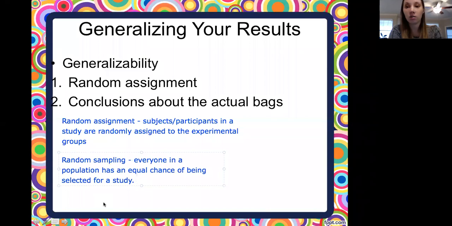When we use random sampling on top of random assignment, you're pretty good. You're in a good spot to make generalizations about the population at large because you have randomized your sampling methods and your assignment into experimental groups. So when we use these two things, we can be pretty confident in our generalizability to that population at large. We can make conclusions about the actual population. So when we use random sampling and random assignment, we're in a good spot.